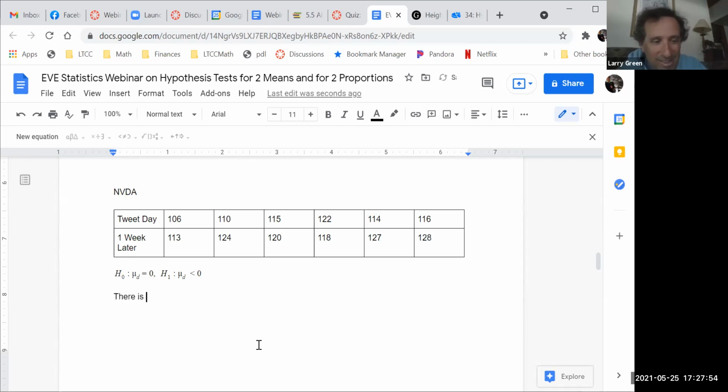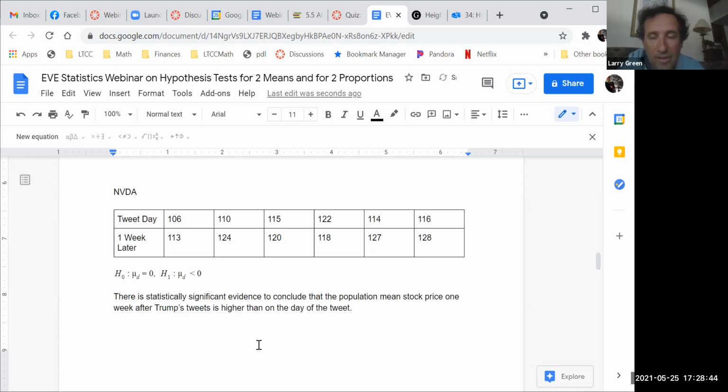So I can say there is statistically significant evidence to conclude that the population mean stock price 1 week after the tweet, after Trump's tweets, is higher than on the day of the tweet. Any questions on this? Any questions?